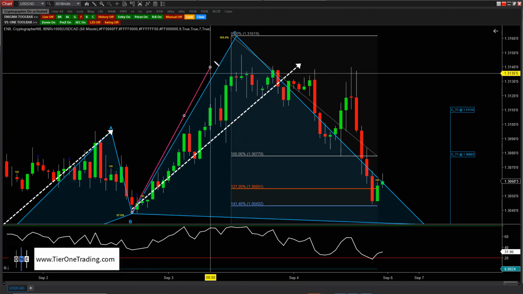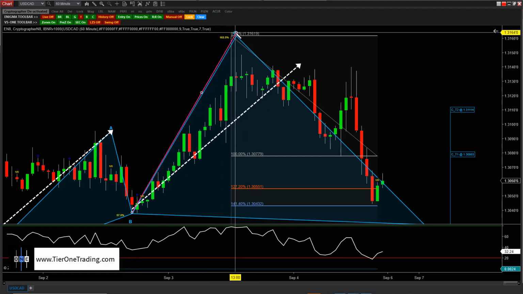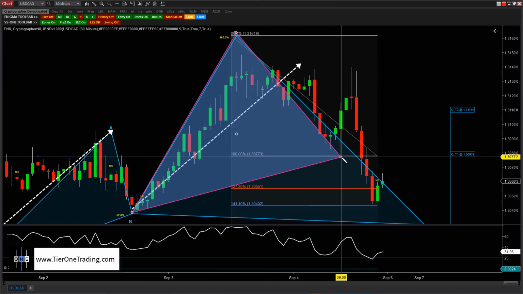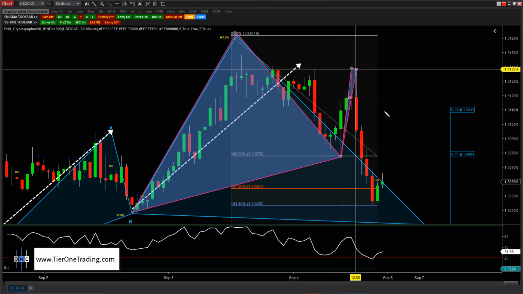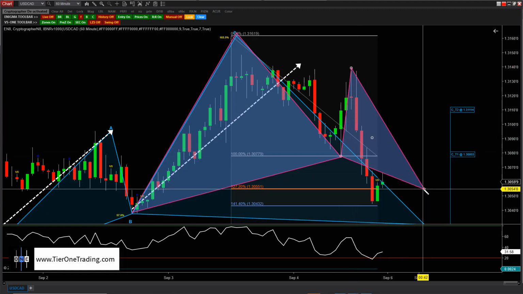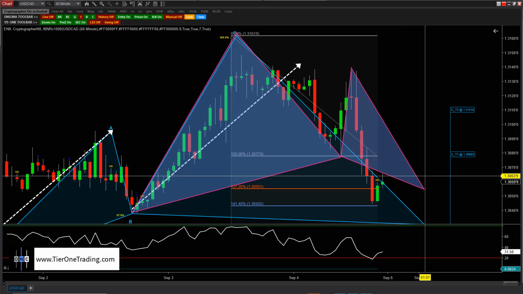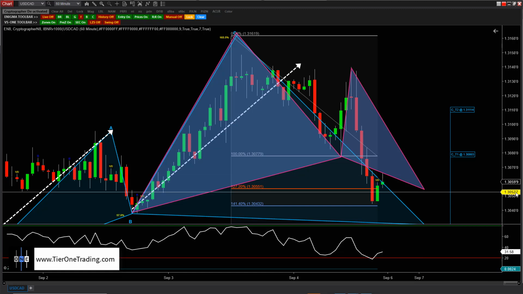We're going to have an X to A, swing high or swing low to swing high, A to B right down here, B to C, and then our CD completion was right down here at 130.55. So depending on how this week closes, depending on how Sunday opens, you may have another pattern trading opportunity here as well.